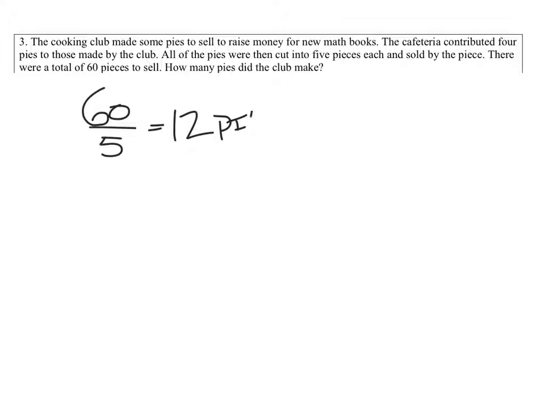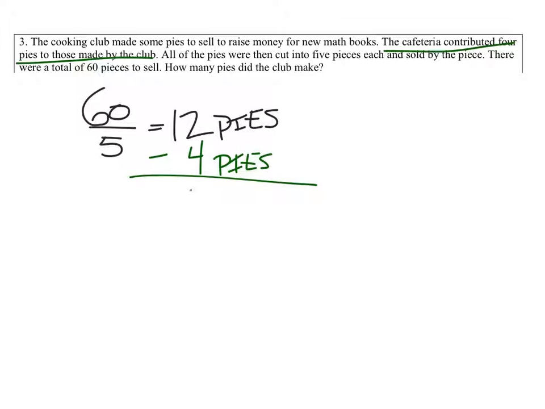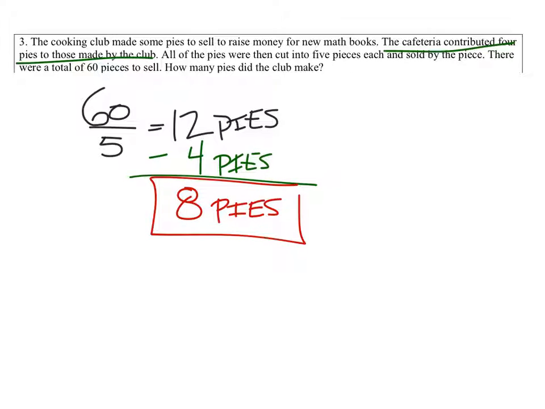So we know from the 60 pieces that it would give us 12 pies, but there's something else, right? We have to subtract the 4 pies that the cafeteria gave us. And that leaves us with 8 pies. That right there would be our answer, but we should check. Alright, so let's check this. 8 pies would give us 40 pieces.